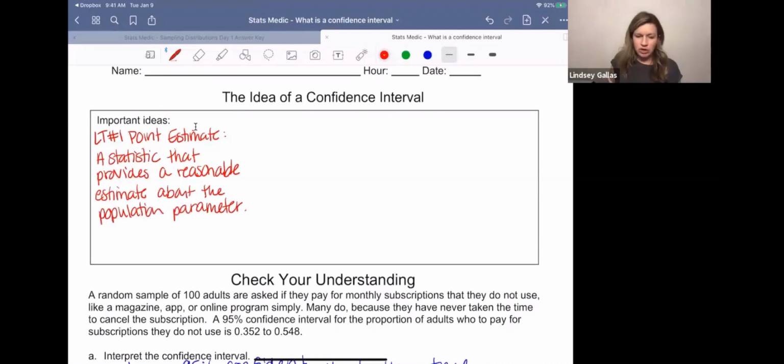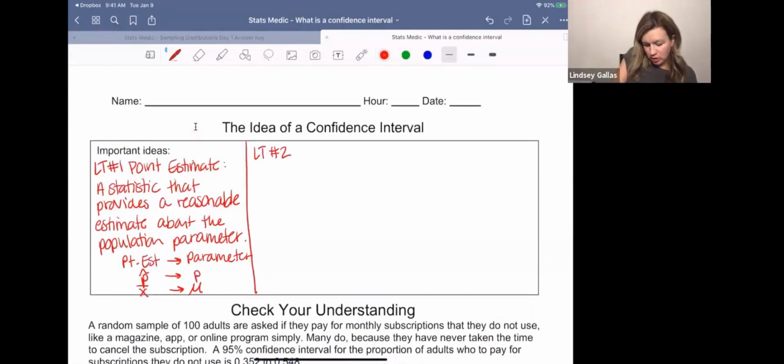So just like we did when we were learning about statistics and parameters, here the point estimate is giving us a guess at what our parameter is. So p hat, for example, gives us a guess at what p would be. And then X bar gives us a guess at what mu, the true mean, would be.